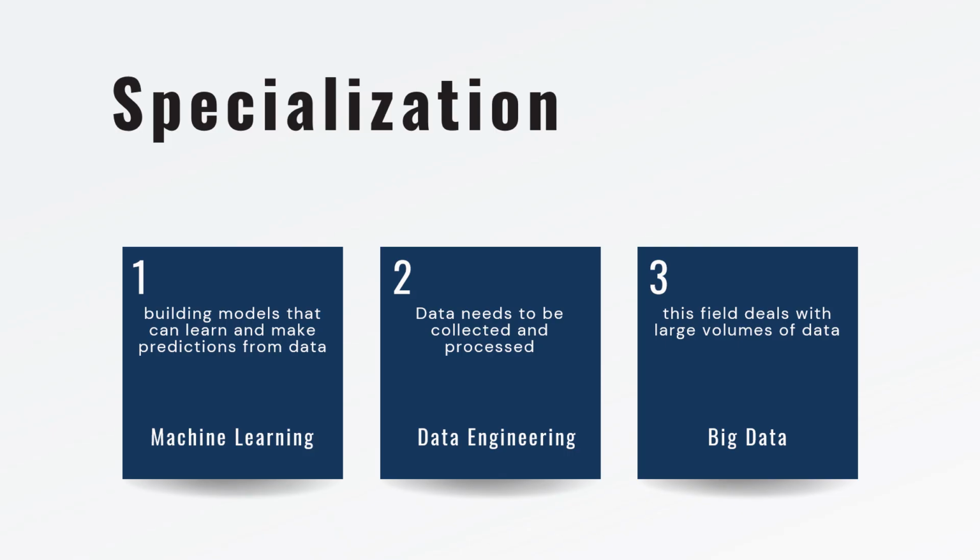And Chapter 6. Specialization. Once you've got your basics down, you can start carving your own path in data science. There are countless areas of specialization to explore, from machine learning to data engineering and beyond. Here are a few areas to consider.